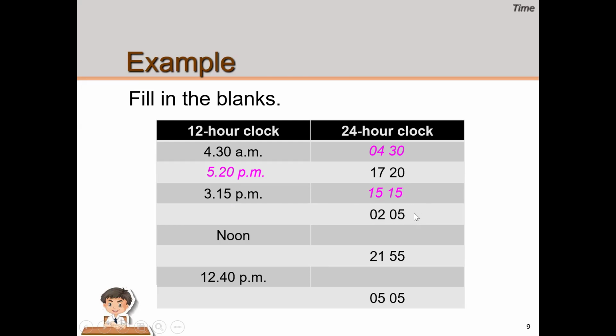0205 hours in 24-hour clock is actually 2 hours 5 minutes in 12-hour clock. Noon. So noon is actually what? It's 1200 hours in 24-hour clock. 2155 hours is actually 9:55 p.m. And 12:40 p.m. in 24-hour clock is 1240 hours. And the last one, 0505 hours, is actually 5 a.m. in the morning.